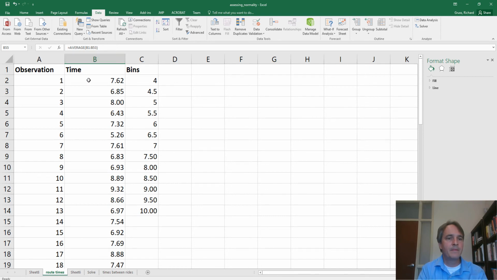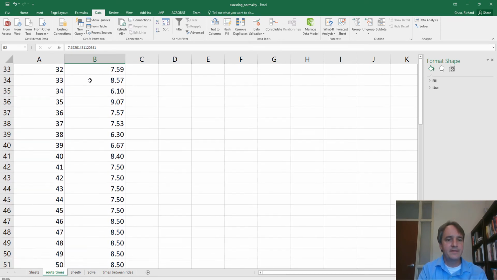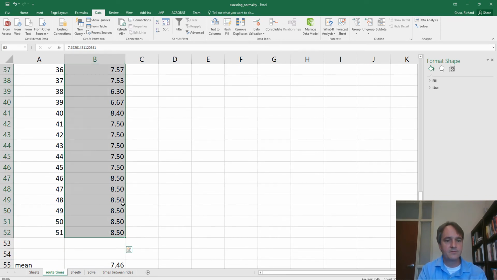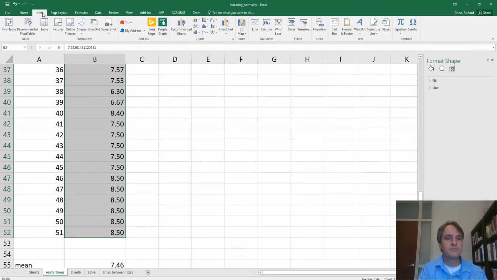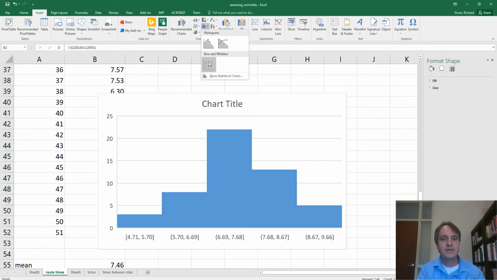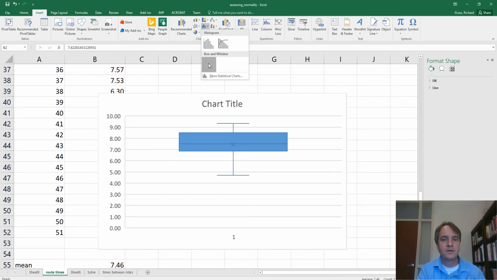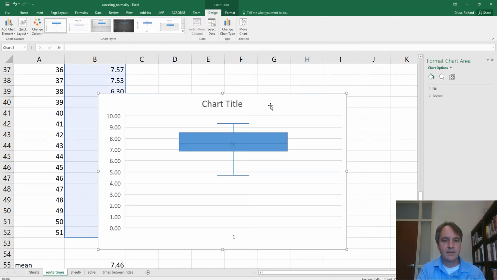If you select the data this way and then go to your Insert ribbon, this thing over here lets you do Insert Statistic Charts. So we can come here, and then down here is something called the box and whisker. We'll select that.